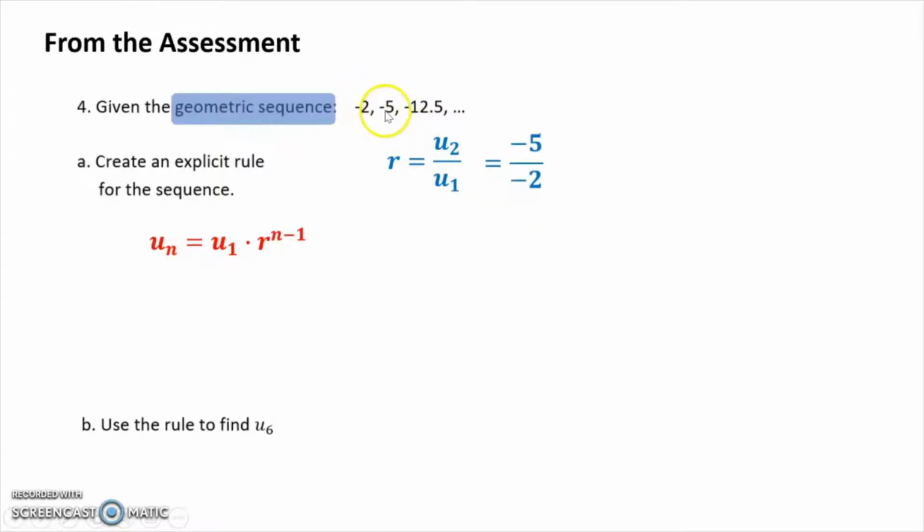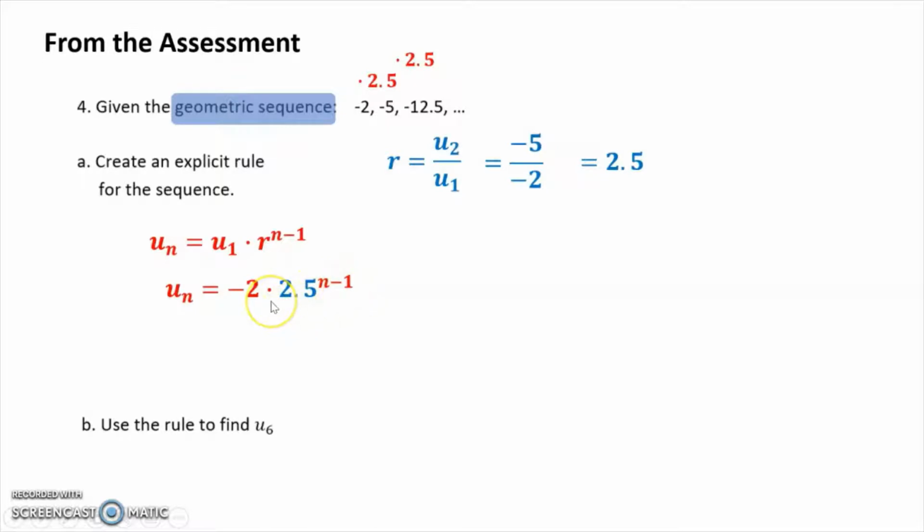So in our case, negative 5 divided by negative 2 gives us 2.5. What that tells us is to get from here to here, we had to multiply by 2.5, and then to get from here to here, also multiply by 2.5. So that is our r value, our common multiplier, our common ratio. So now if I rewrite this rule, I will write it like this. In our sequence, u1, our first term, is negative 2. Our common ratio is 2.5, which I just found by doing this, 2.5, and then to the power n minus 1.